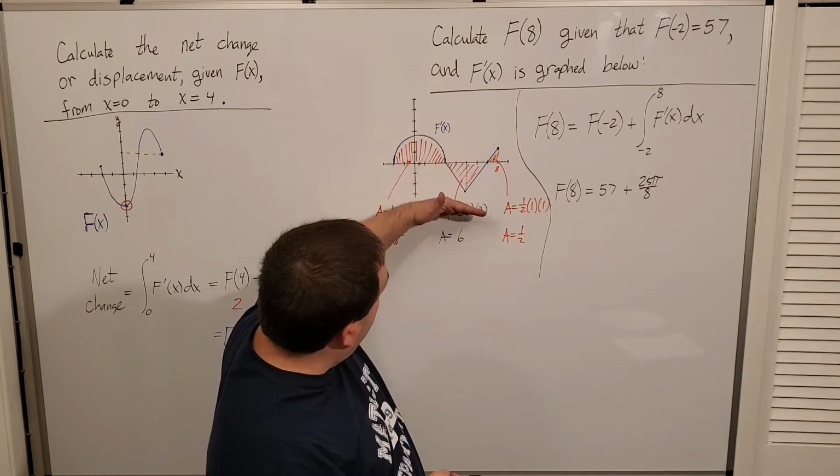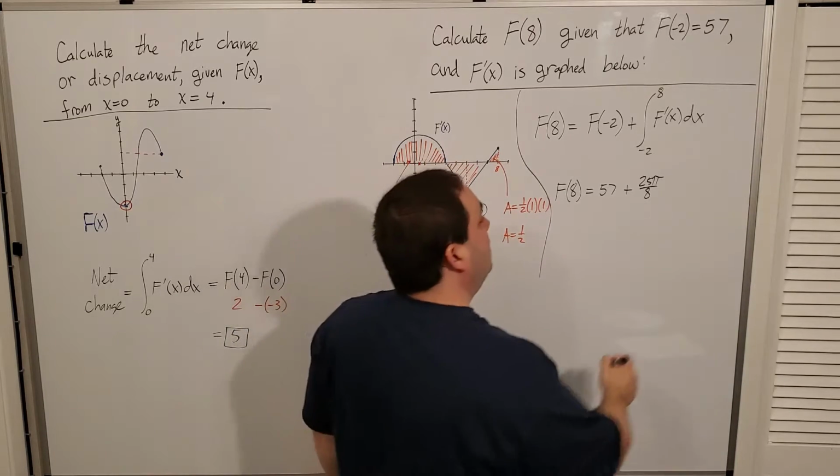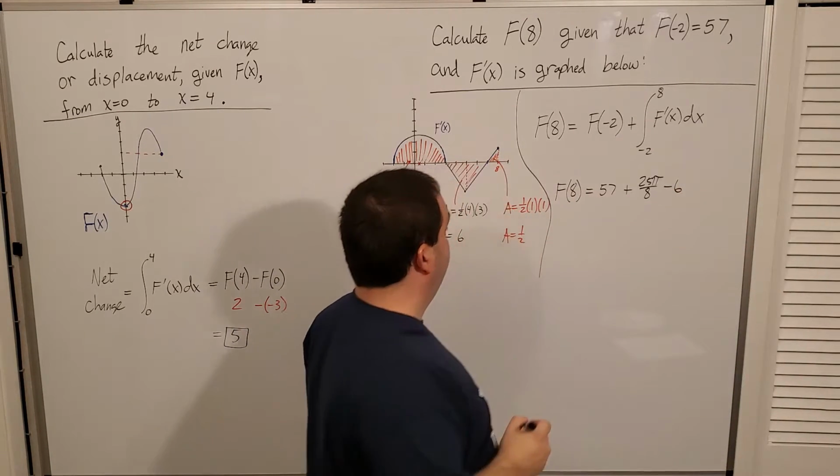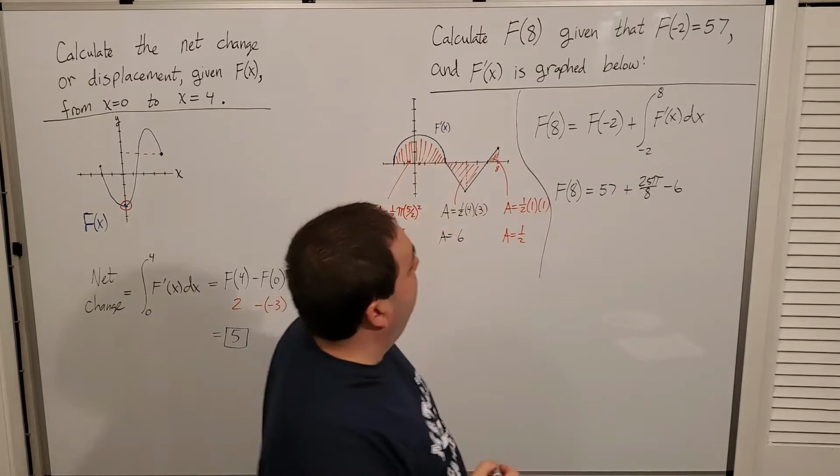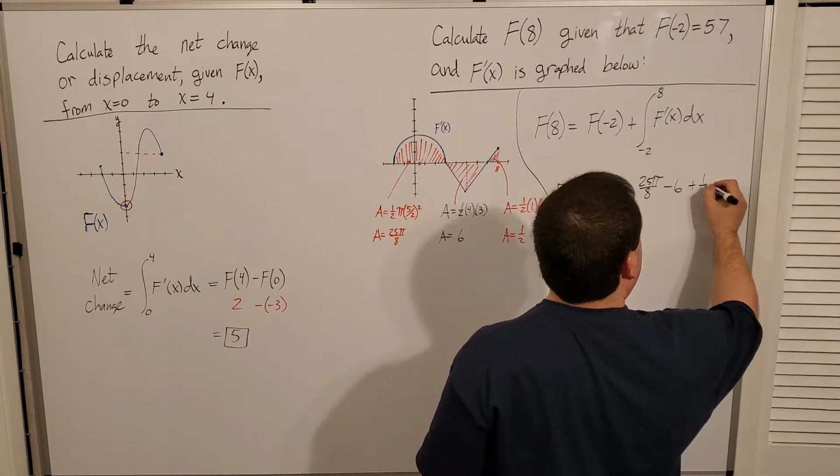The 6 is below, right? This region here. So that's going to be minus 6. And then the 1/2 here is above again. So plus 1/2.